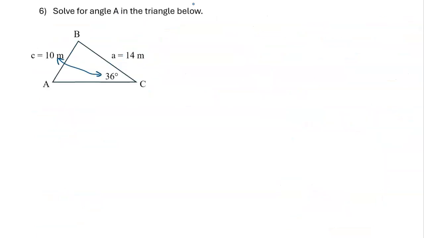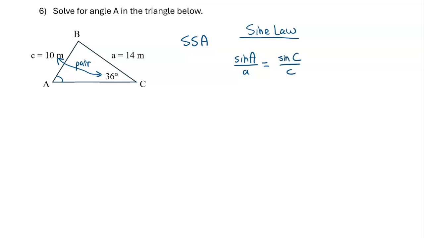So this example says solve for angle A in the triangle below. In this case, we have a pair of a side with an angle, or in other words, you could look at this as being side angle. And so we know we're going to use the sine law. If we're trying to solve for an angle A, we want to write sine A on the top. So we start with sine A over a equals sine of capital C over c.